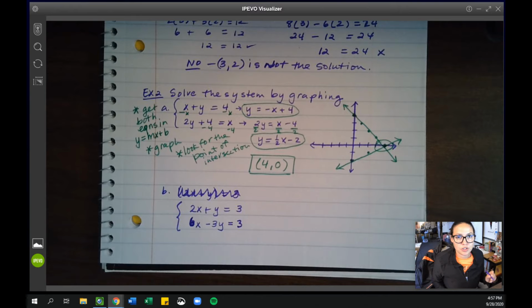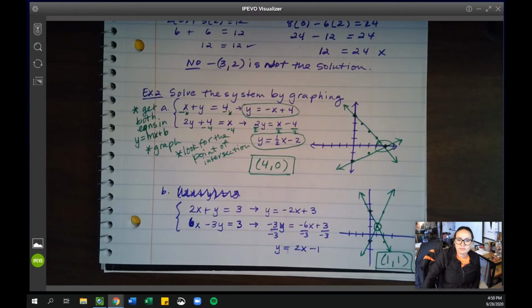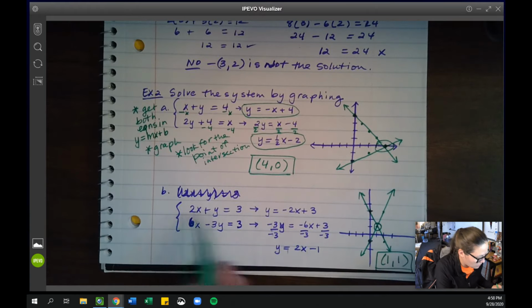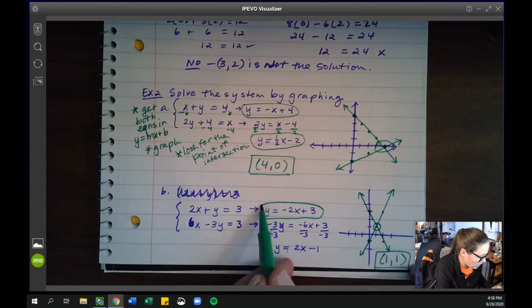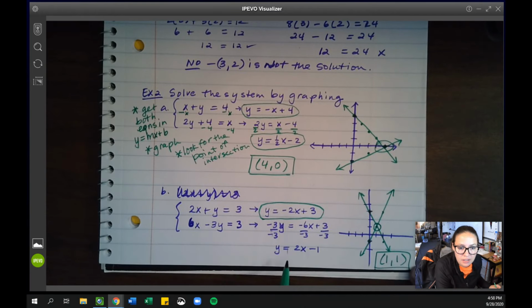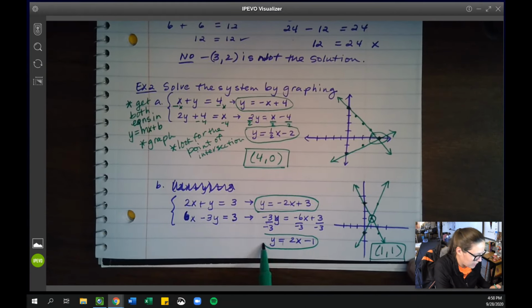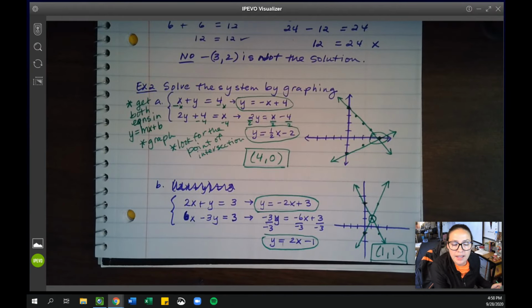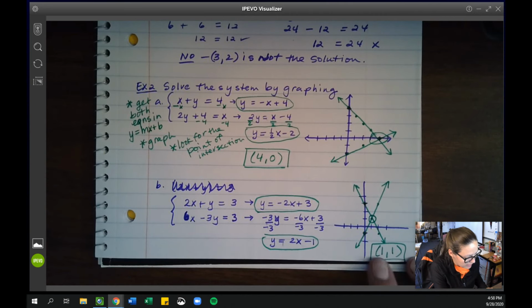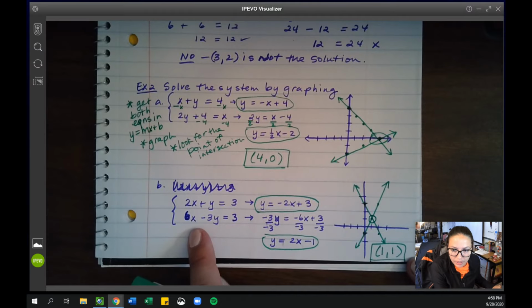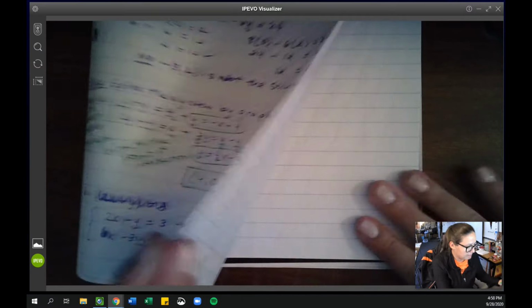All right, I would like you to pause the video and try this one on your own. All right, so if you rearrange these equations, you would have gotten y equals negative 2x plus 3. And the second equation is y equals 2x minus 1. And then when you graph them, they intersect at the point 1, 1, and that would be our solution. So remember, that means that if I went back and I plugged in 1 for x and 1 for y, it would work for both equations.